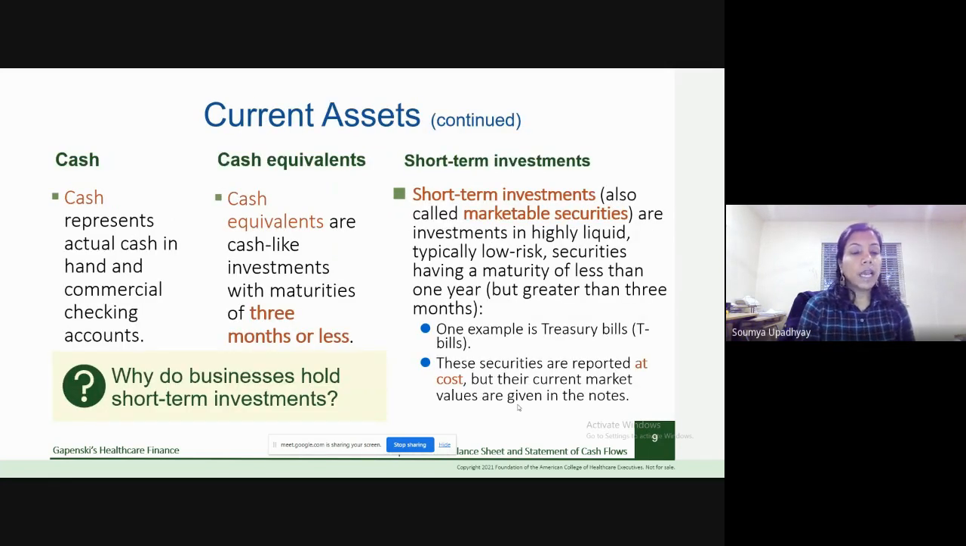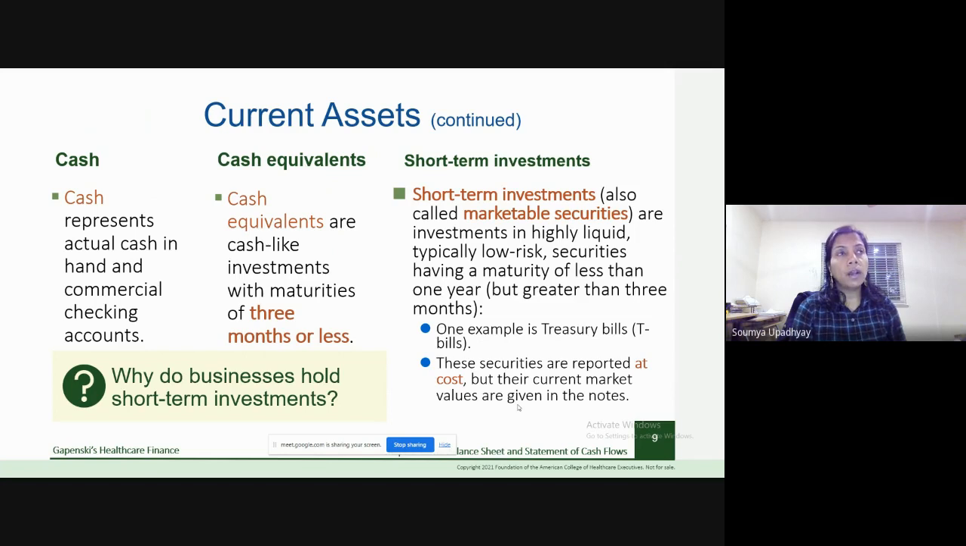So cash represents actual cash in hand and in your checking account. Cash equivalents are those investments that mature within 3 months or less, and short-term investments are also low risk, very liquid securities. Some examples are treasury bills, like US treasury bills, and they are reported at cost.